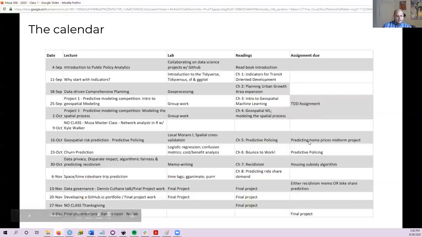You can see the home price midterm project. The competition is due in the middle of October. And then towards the end, we start moving towards this final project.